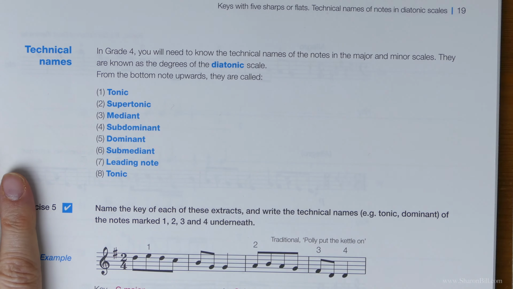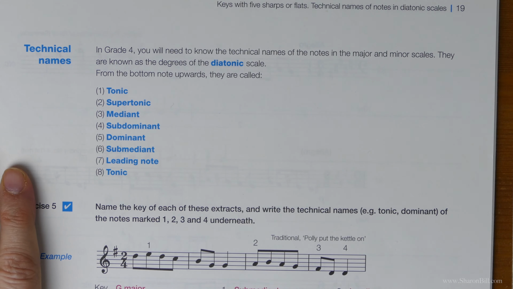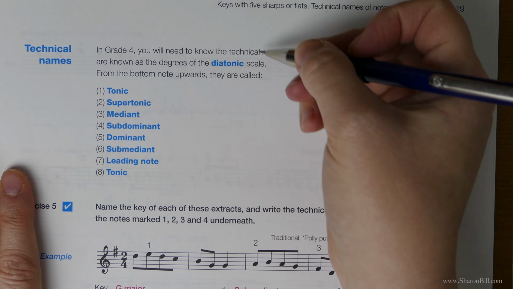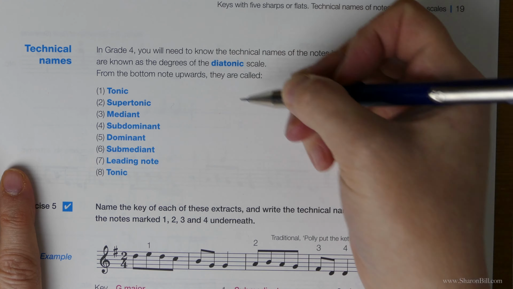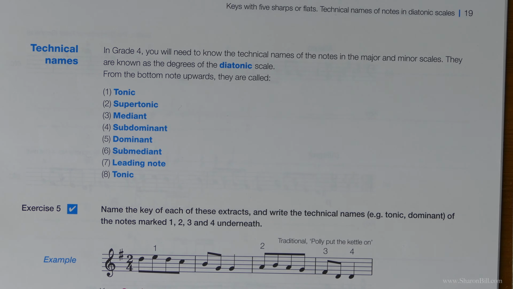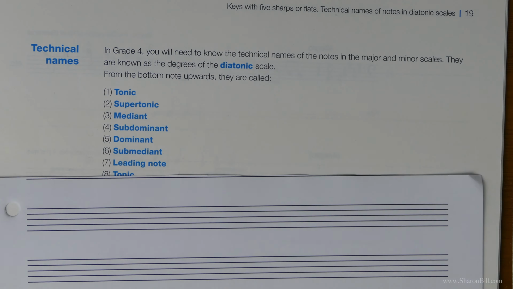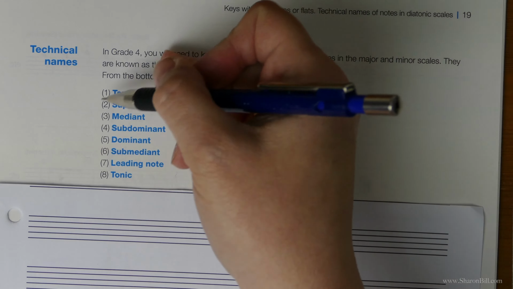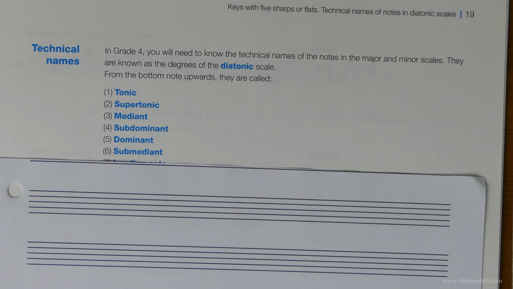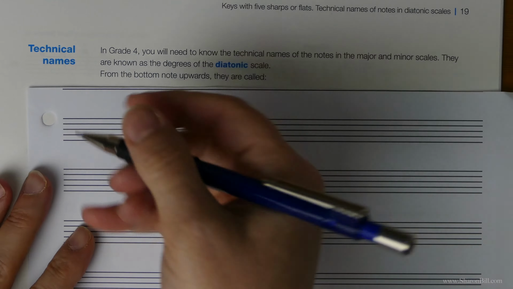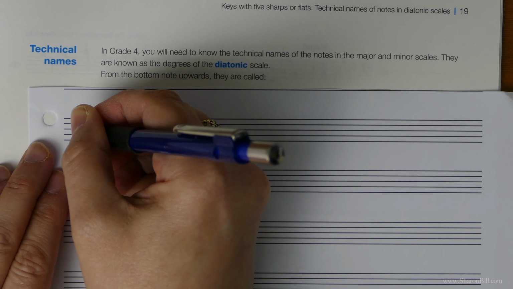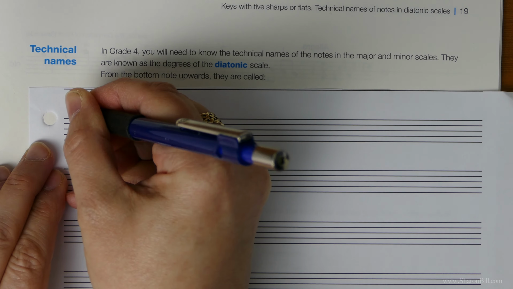So if you turn with me to page 19, we're going to be looking at the technical names of the degrees of the scale. The degrees of the diatonic scale, and that just means the recognised scale patterns of major or minor keys. This is best explained on a little bit of manuscript paper. You can just learn each of these names. It doesn't matter if you don't understand why, but we're going to look a little bit more in depth just because I think it's really interesting. So let's just have a delve into these technical names.